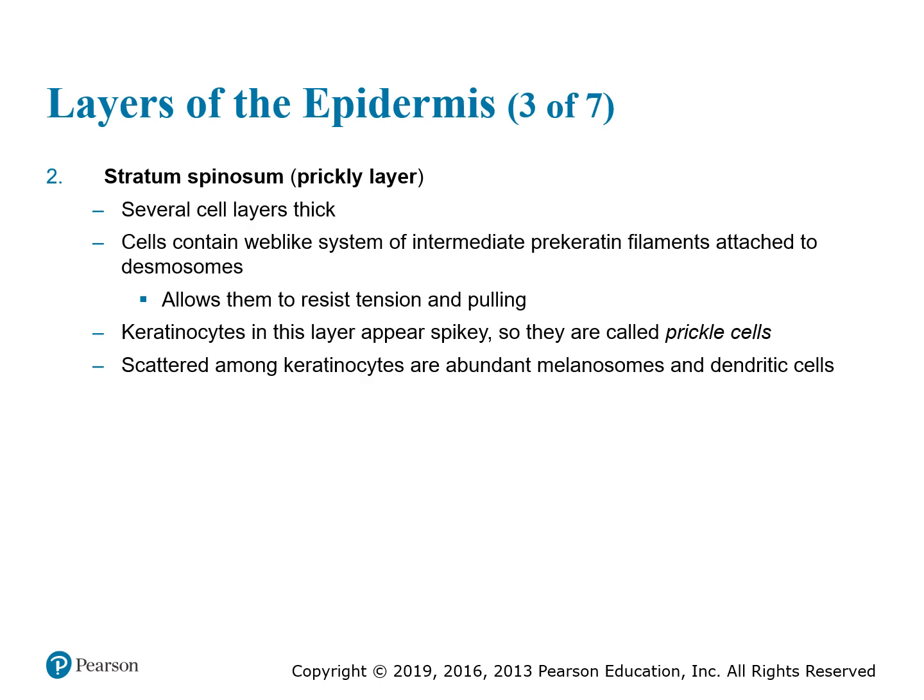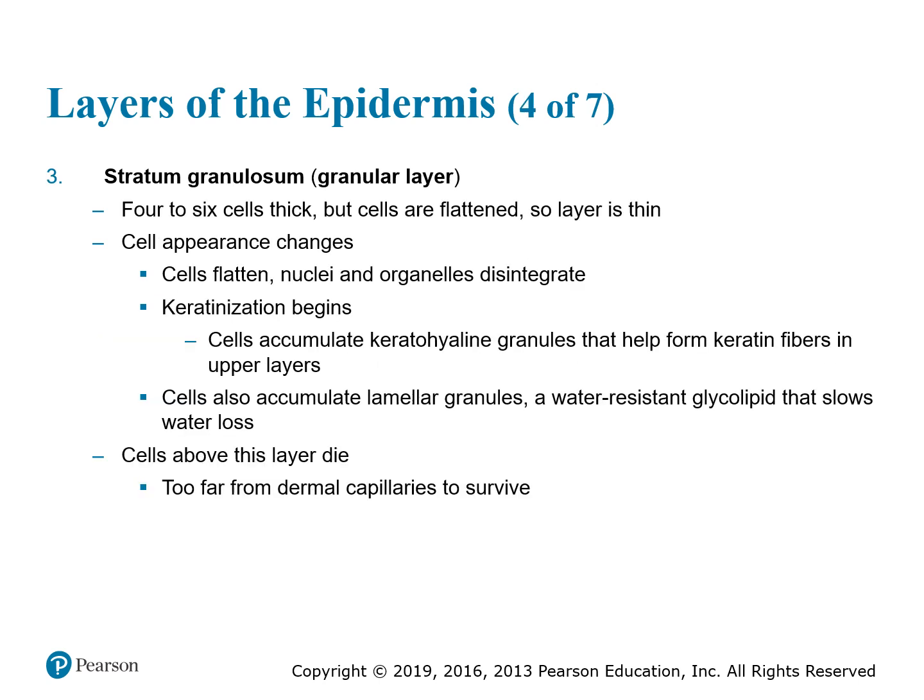Next, you have the stratum spinosum, or the prickly layer. It's only going to be several layers thick, but what you see is these pre-keratin filaments kind of invaginating this layer, and they're going to be attached by the desmosome junctions, the rivets. Basically, this allows them to resist mechanical forces. And so the keratinocytes at this point are looking kind of spiky, and so we call them prickle cells. And then you'll still see more of these melanosomes, these bodies with the melanin pigment packed in here.